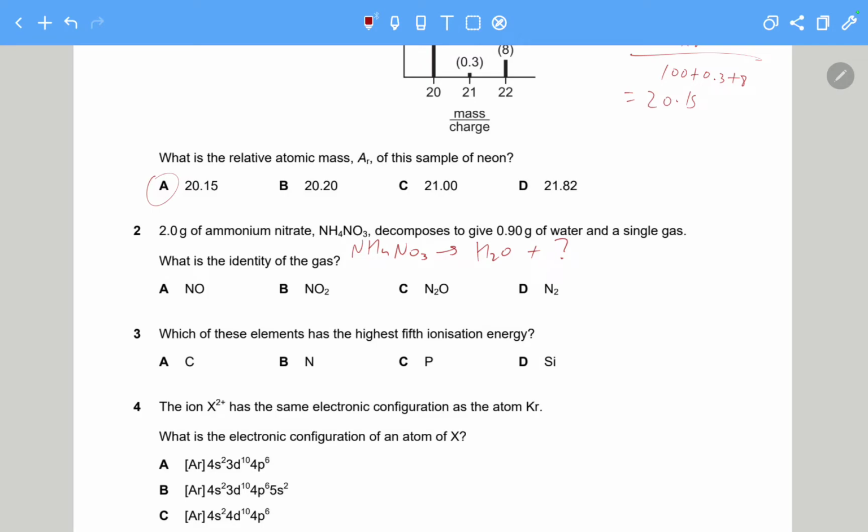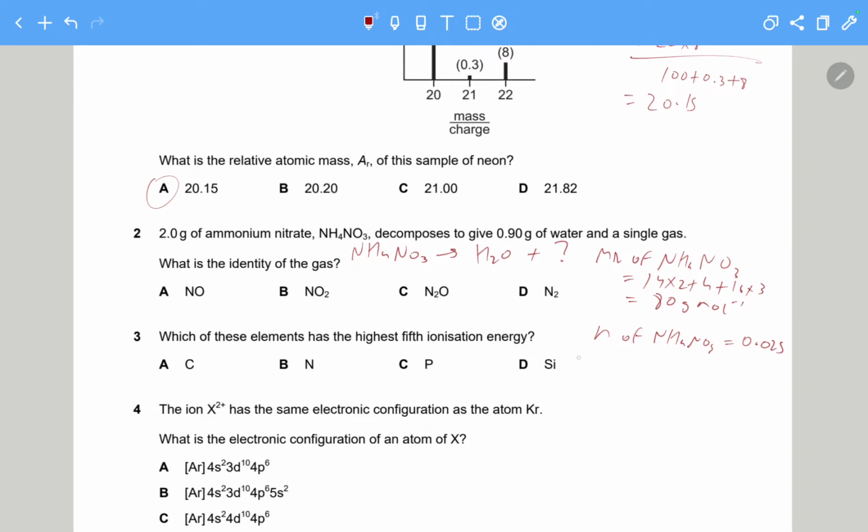We can first calculate the number of moles that we have here. So the MR of NH4NO3 is equal to 14 into 2 plus 4 plus 16 into 3, and this is equal to 80 grams per mole. And then we calculate the number of moles of NH4NO3. So N of NH4NO3 is equal to 0.025, because 2 divided by 80 is 0.025, and N of H2O, because they've given us how many grams of water have formed, is equal to 0.9 over 18, which is 0.05 moles.